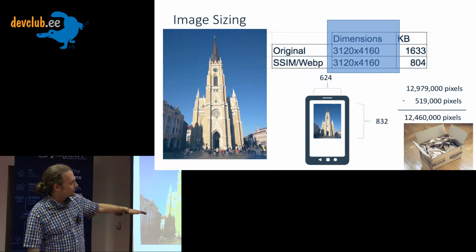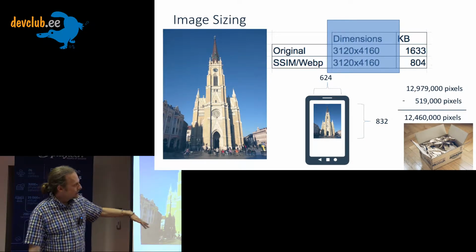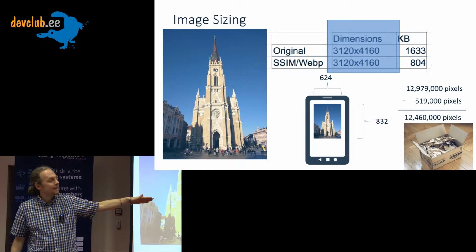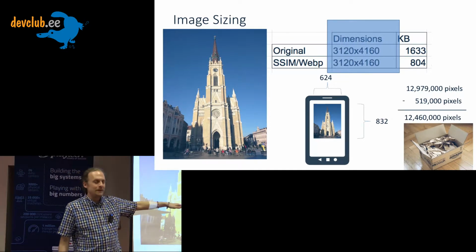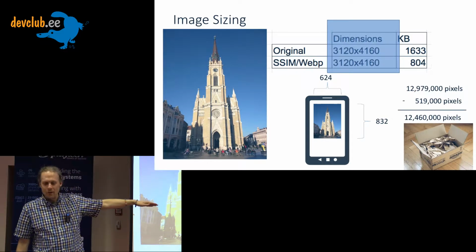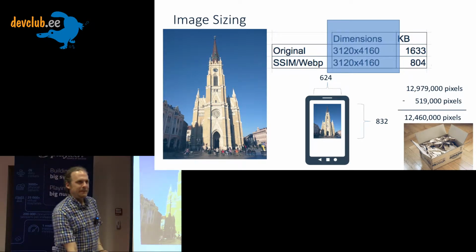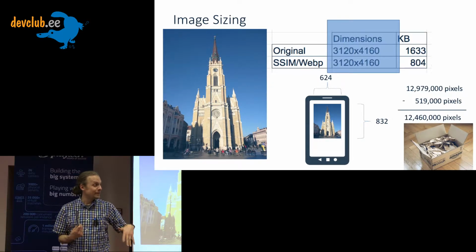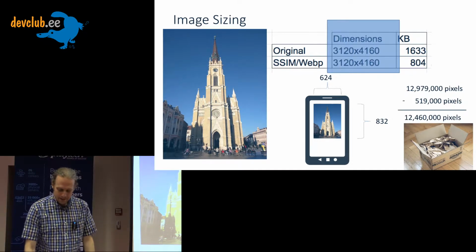And going back to this example, in this case, the CPU downloads 13 megapixels of data, and 12.5 megapixels have to be thrown away. That means that the CPU on your phone has to fire up and do a lot of math to figure out what to throw away.